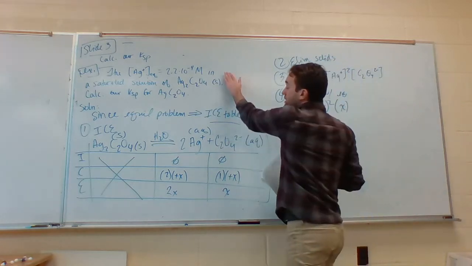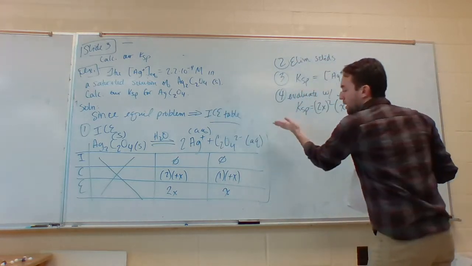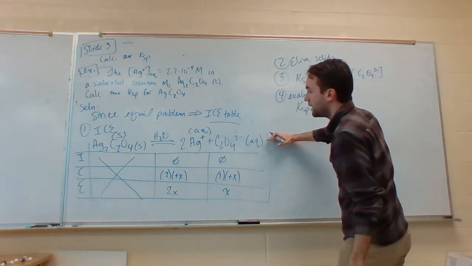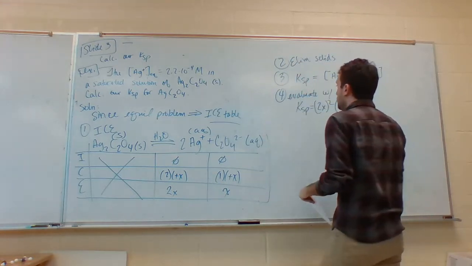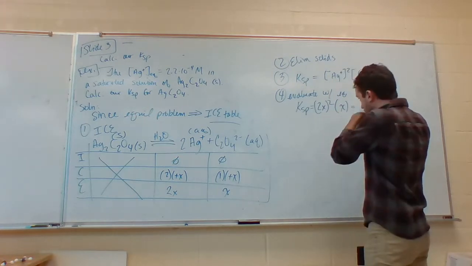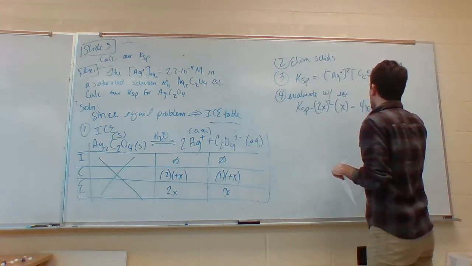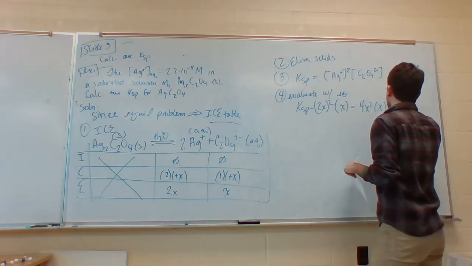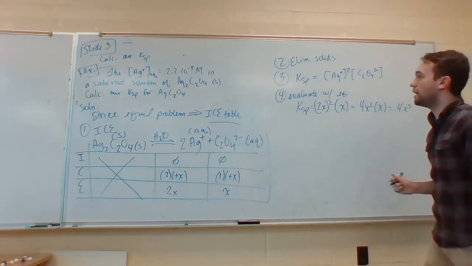Again, we're not putting these numbers in until later. We're always going to start from our beginning reaction and work our way through the table. Okay, so now we've got our KSP, so it's going to equal 4x squared times x, which is equal to 4x cubed.